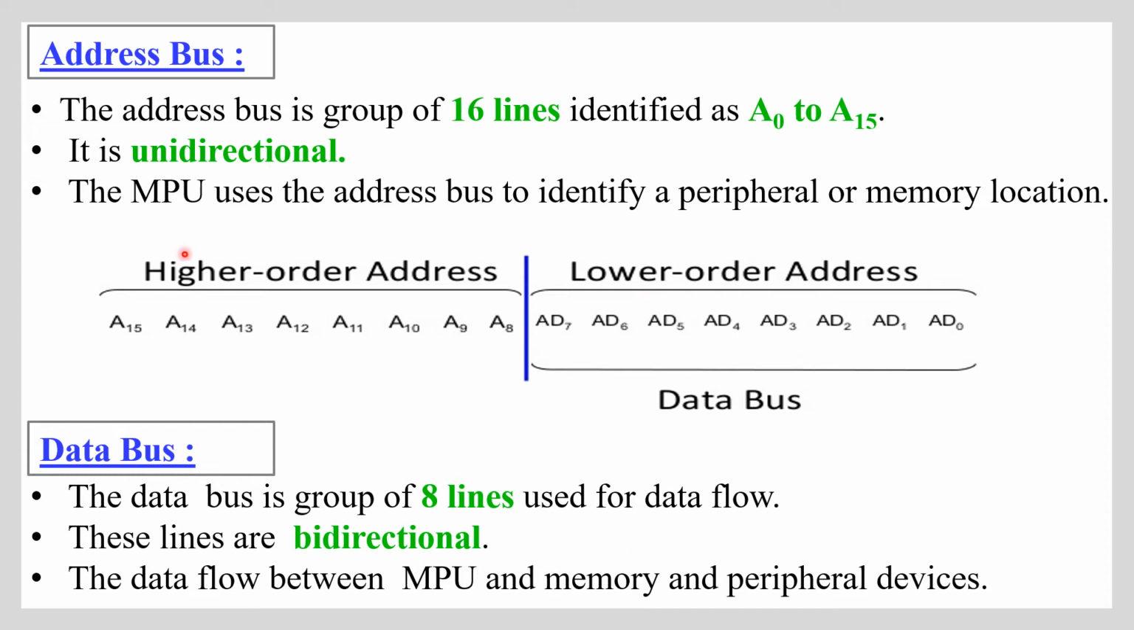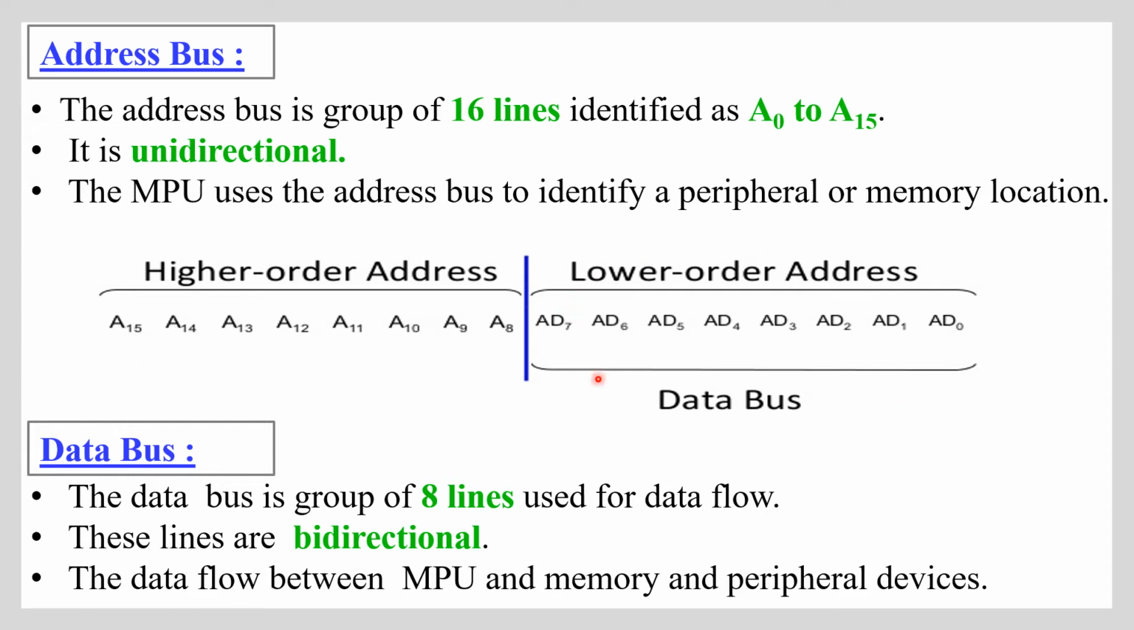So why is this required? The MPU uses the address bus to identify a peripheral or a memory location. See, if I want to give some message to your parents, I should know your address, then only I will be able to give the information to your parents, right? So address is to identify the peripheral or memory location. Clear? So the MPU uses the address bus to identify the peripheral or the memory location.